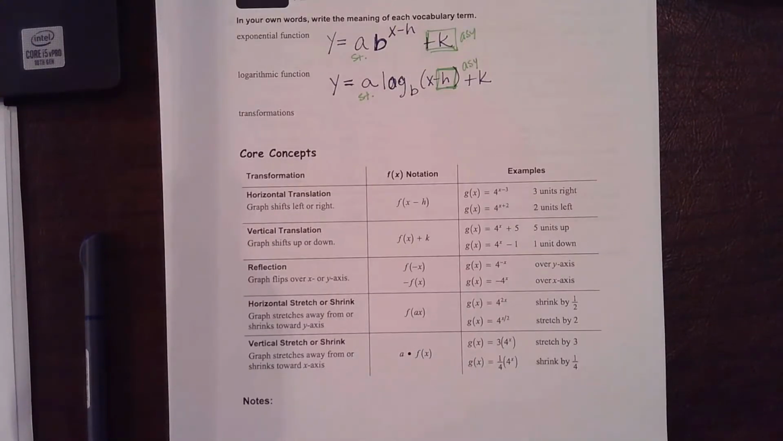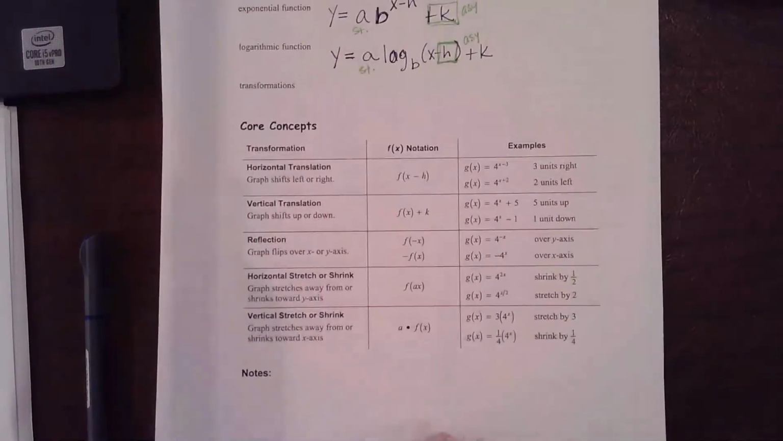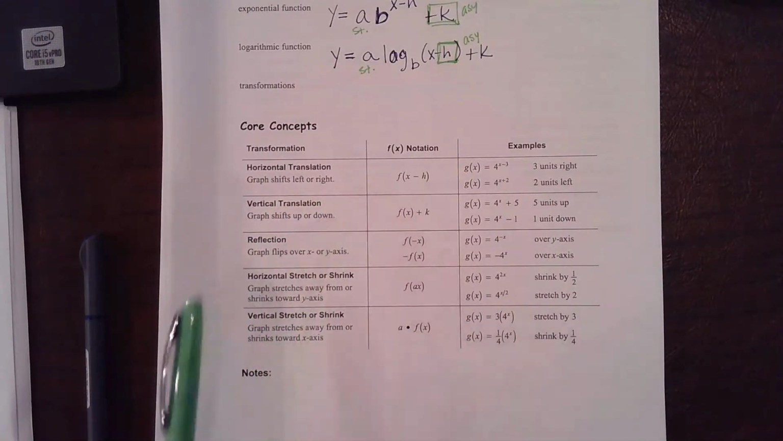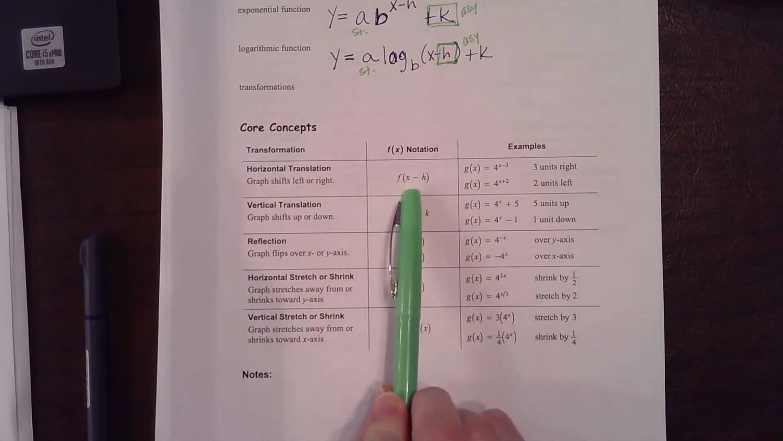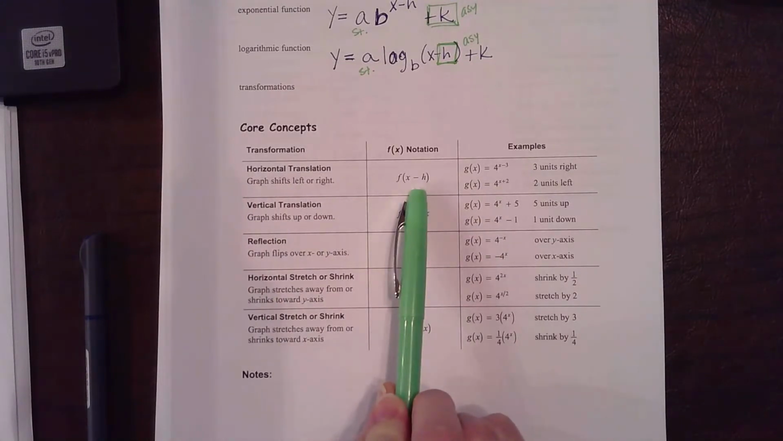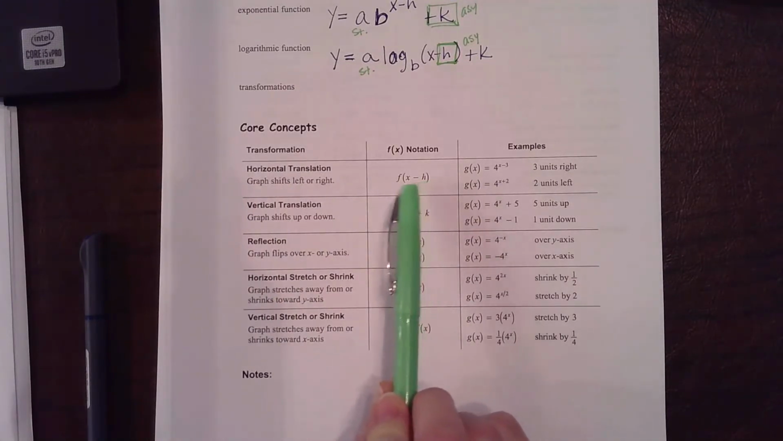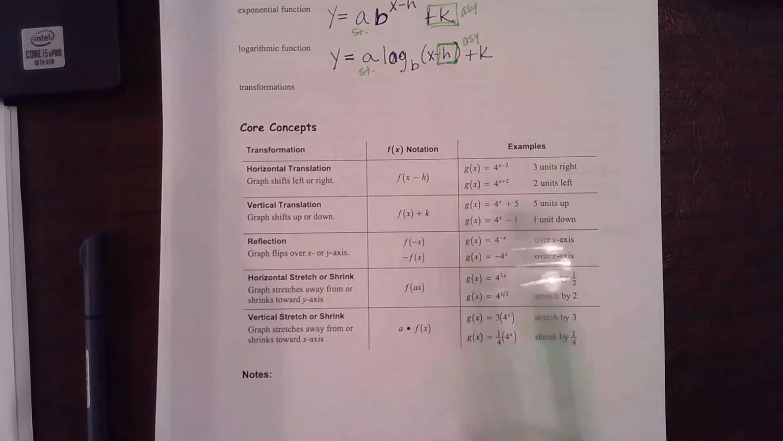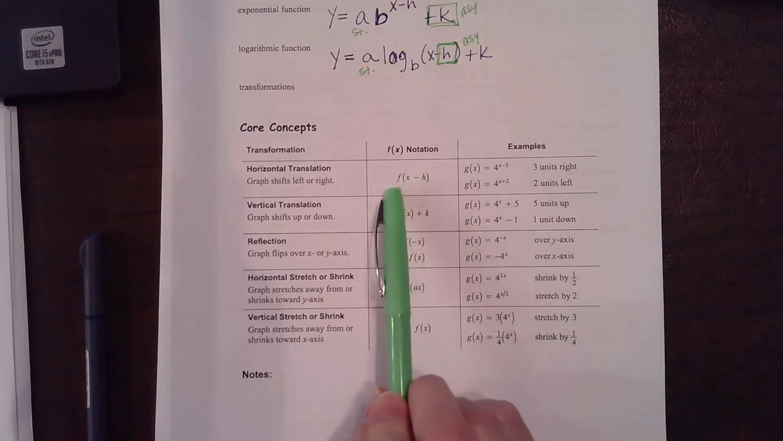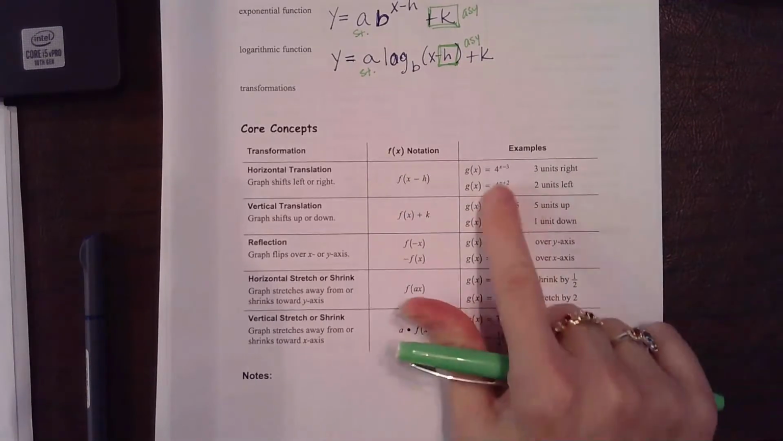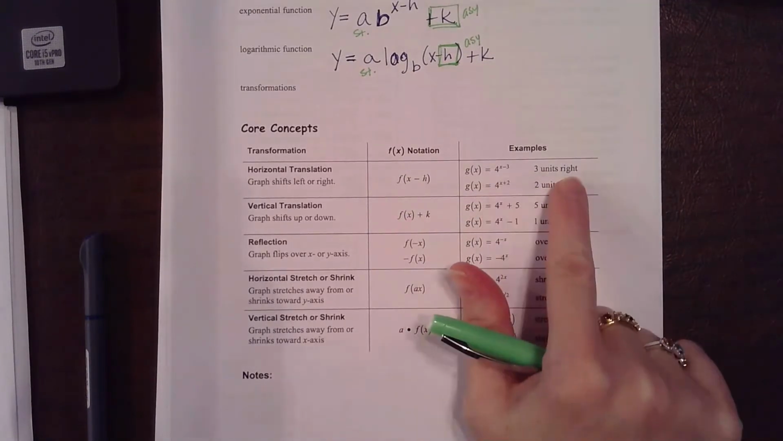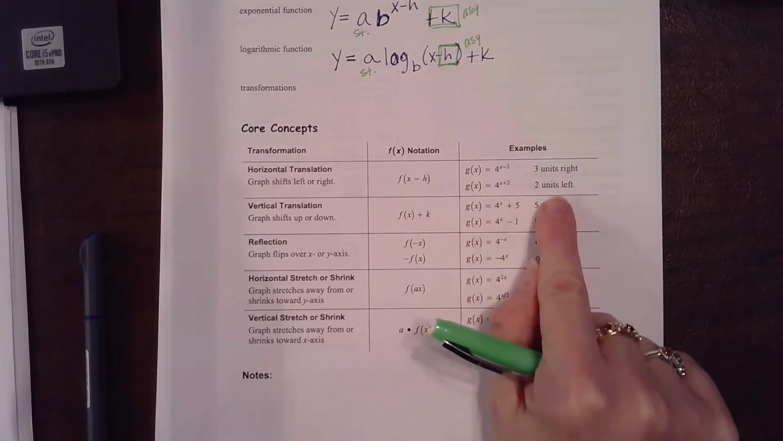This chart is helpful if you can understand it a little bit. Again, this is going back to what we've already talked about in previous units. Horizontal translation just means left and right. So that would be f of x minus h. f of x minus h would move your graph to the right, and f of x plus h would move it to the left. So you would see, 4 to the x minus 3 is 3 to the right, 4 to the x plus 2 is 2 to the left.